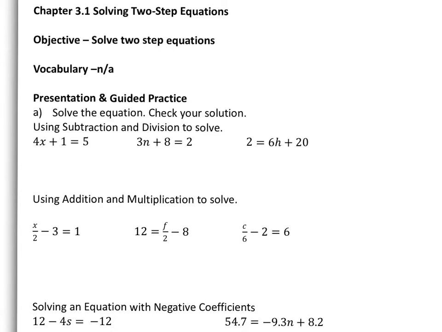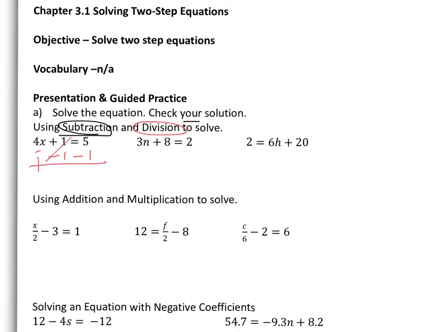3.1 Solving two-step equations. In this lesson, I will teach you how to solve equations that involve more than one step. Part A. Solve the equation and then check your solution. So we're going to use subtraction and division to solve. Before we isolate the variable x, we need to subtract 1 from both sides. I simply took the opposite of +1 to get -1.